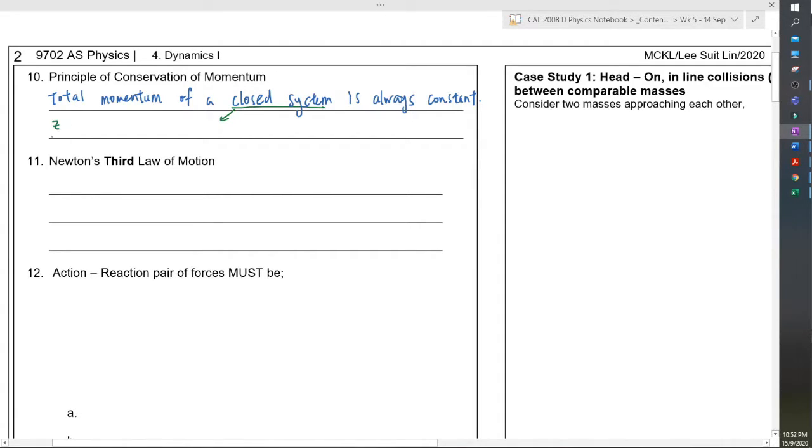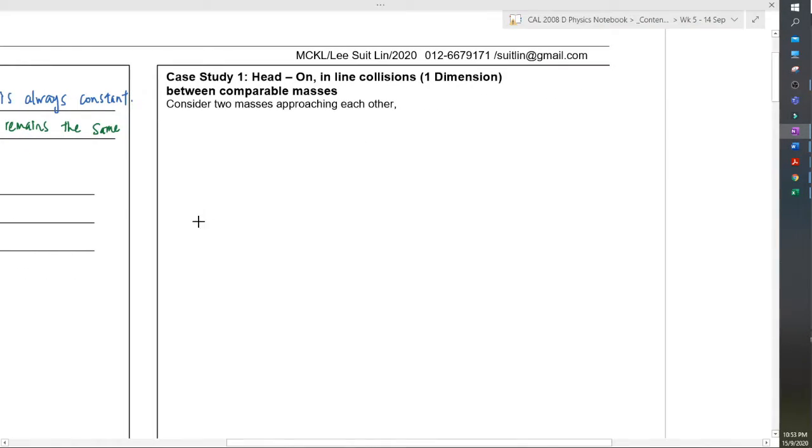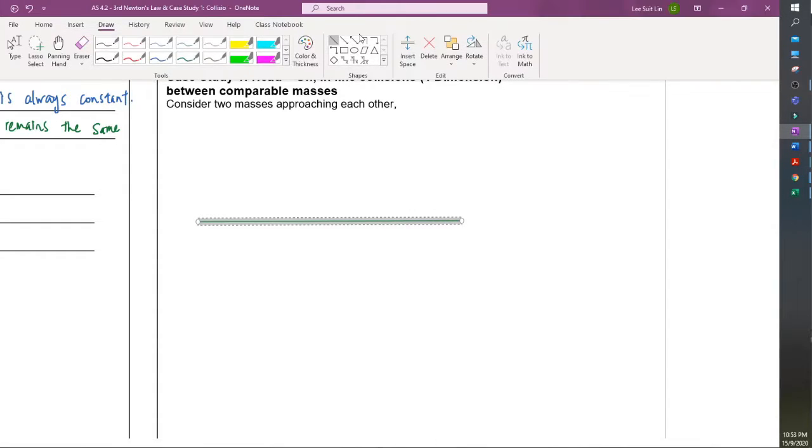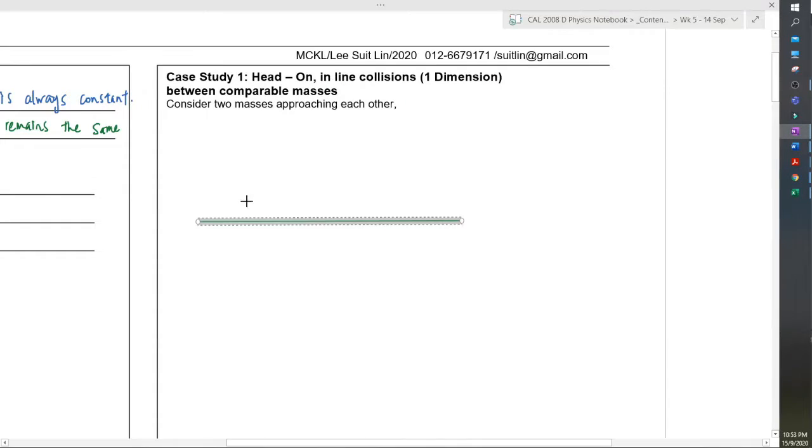Well, you could also write the more elaborated form, which is the total momentum before and after a collision, because normally we talk about collisions, remains the same. 1 mark. Second mark, or second point, conditions: unless an external force acts on it. So this is actually a continuation of Newton's first law. I'll talk more about it, but beforehand, I'm going to show you how a collision looks like.